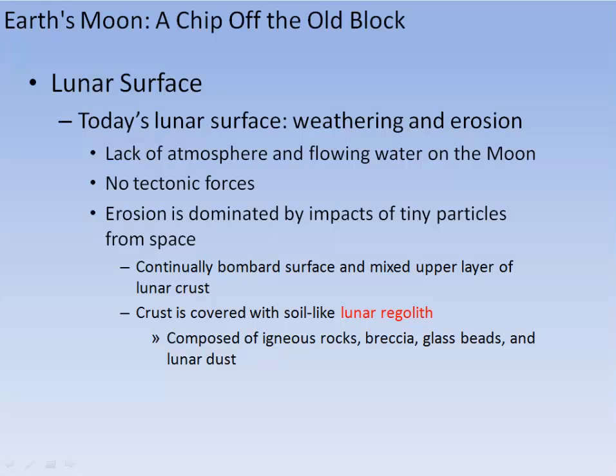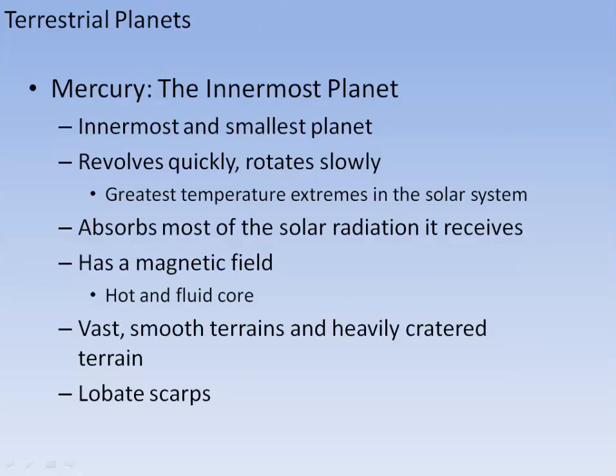Lack of atmosphere and flowing water on the moon. There are no tectonic forces. Erosion is dominated by impacts of tiny particles from space. The surface is continually bombarded and the upper layers of lunar crust are mixed. The crust is covered with a soil-like lunar regolith, composed of igneous rocks, glass beads, and lunar dust.